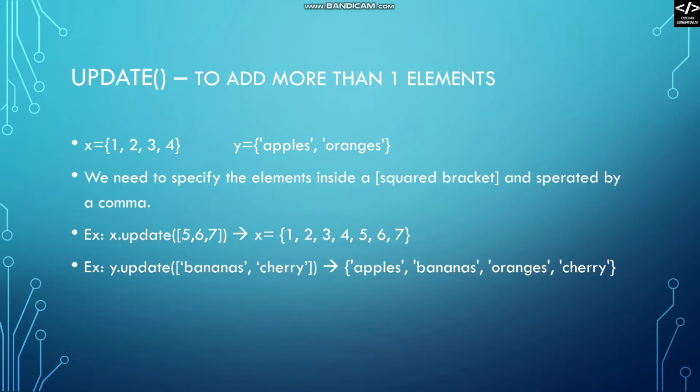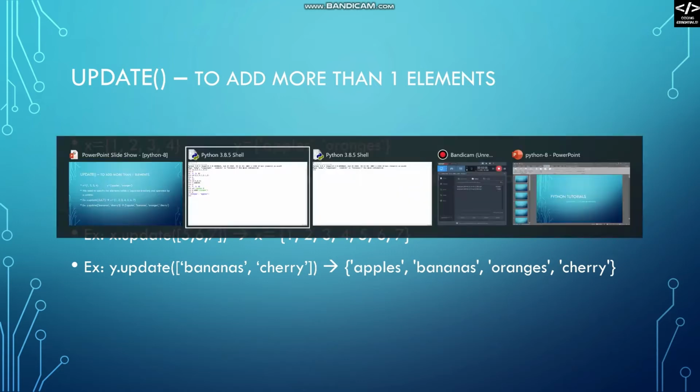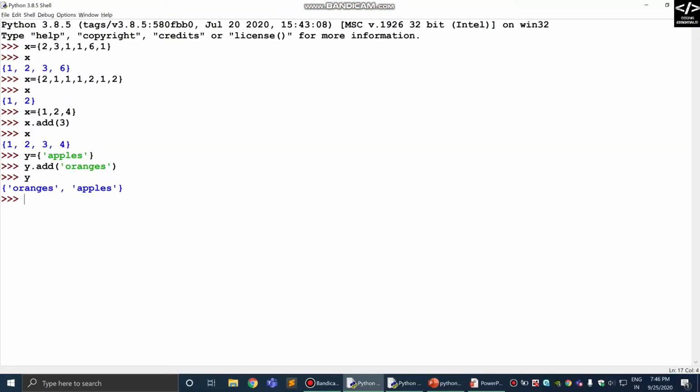Moving on to update method. To add more than one element at a time inside a set, we use update method. Let's take again two examples. One of integer and another of string. We need to specify the elements inside a square bracket and separated by a comma. Remember that.